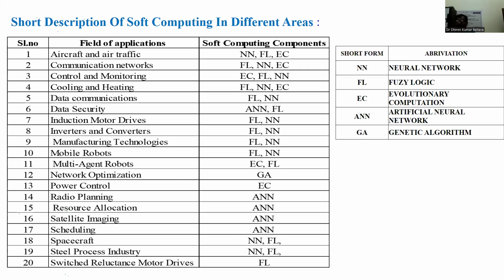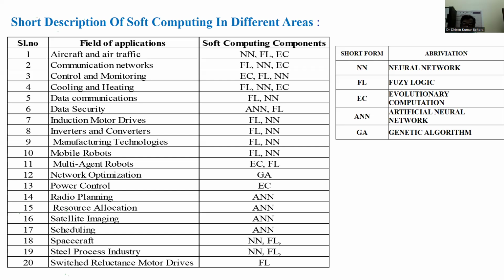So these are some of the aircraft and air traffic applications. Soft computing components you'll find: neural network, fuzzy logic, evolutionary computation, communication networks, control and monitoring, cooling and heating, data communication, data security, induction motor drives, inverters and converters, manufacturing technology, mobile robots, multi-agent robots, network optimization, power control, radio planning, resource allocations, satellite image, scheduling, spacecraft, steel process industries, switched reluctance motor drives, etc.